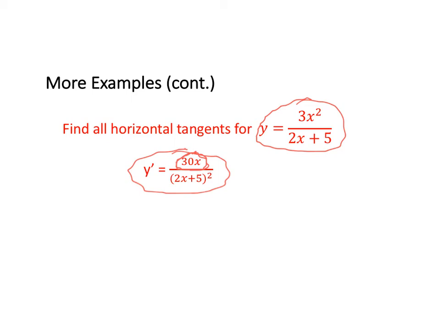X is equal to 0, you plug it in over here, and you find that y is equal to 1/5. So at the point x equals 0, y equals 1/5, we have a horizontal tangent, okay? So that's another way of looking at derivative or slope.